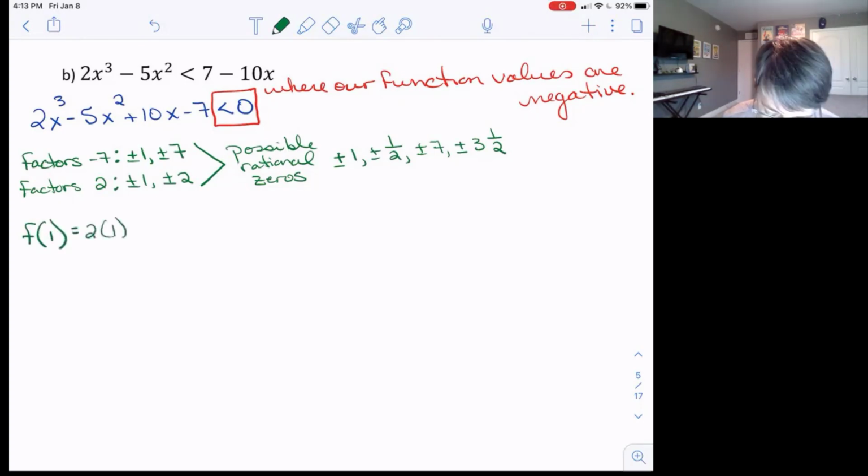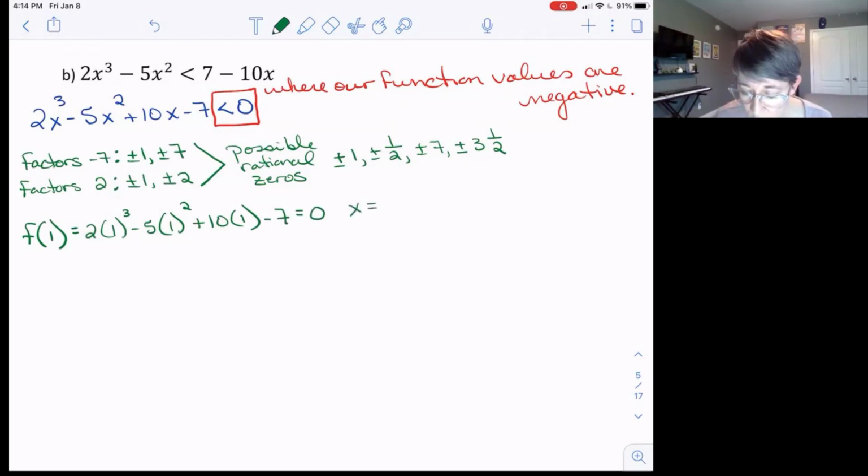We get 2 times 1 cubed minus 5 times 1 squared plus 10 times 1 minus 7. And that does in fact give us a 0. So we know that 1 is an x-intercept, a 0 of this polynomial. So let's divide by that 1 using our synthetic division and all of our coefficients from our original, 2, negative 5, 10, and negative 7.